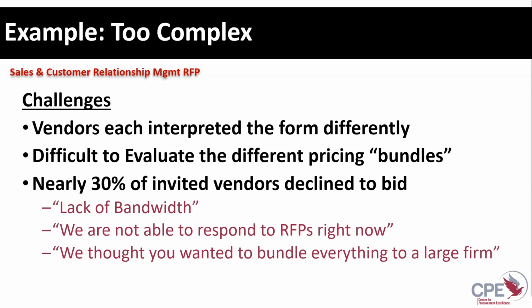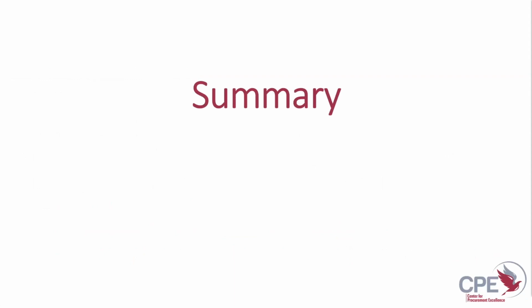And then in that case, we actually had about 30% of vendors who declined to bid, and they all gave the usual excuses, right? We're just busy. We don't think it's a great fit. Thought you wanted to bundle it all up with all those scope areas, and I'm sure the reason wasn't my horrible cost form in that case, but did it help or did it hurt is the question. So that's just an example of being too overly complex.